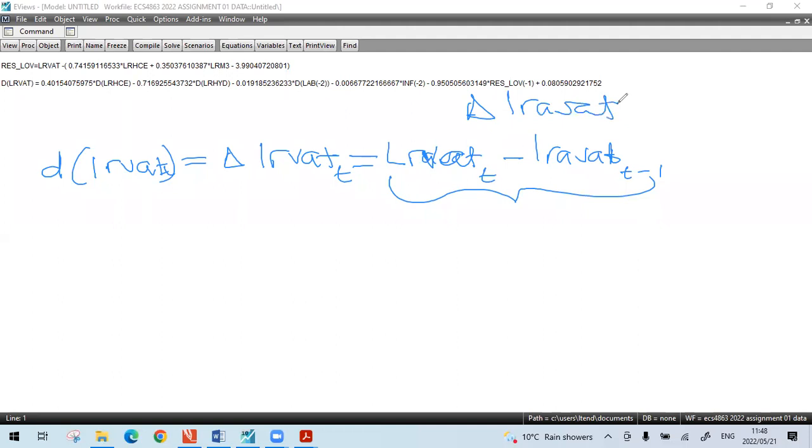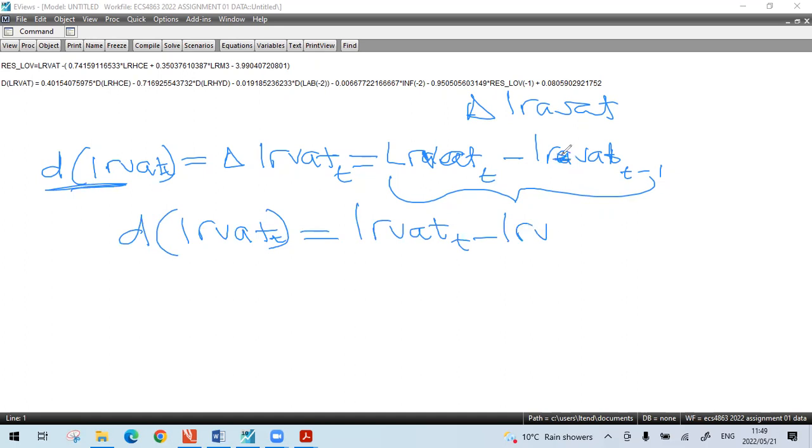We did this, right? Now we want to remove the D. But how do you remove the D? In other words, we are having D, this part, LRVAT is equal to LRVAT of the current period minus LRVAT of the previous period. We want to make this one subject to the formula. In other words, we have removed the D. How do we make this one subject to the formula? I will take this one to the other side. Are you seeing it?